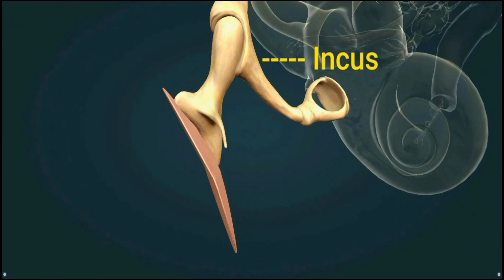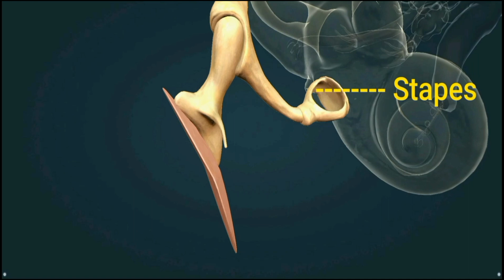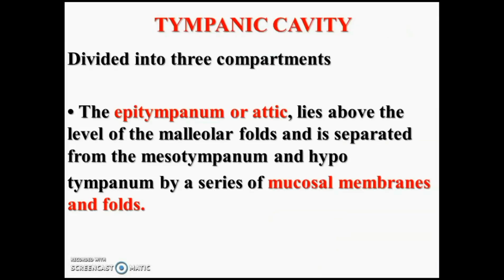You can see the three ossicles, malleus, incus and stapes. These three help in the amplification of the sound vibrations coming from external ear to middle ear. And stapes is attached to the promontory or just around the promontory. And tympanic cavity, as we have discussed, it is divided into three parts. Epitympanum lies above the malleolar folds and is separated from the mesotympanum and hypotympanum by mucosal membranes and folds.